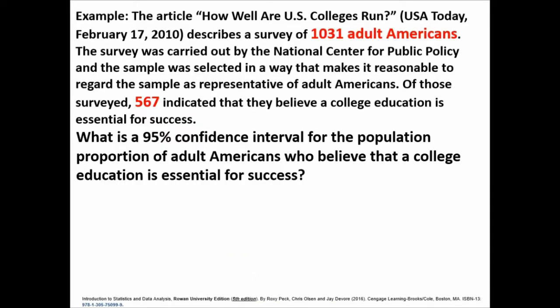Let's take another example. The article, "How Well Are US Colleges Run?", USA Today, February 17, 2010, describes a survey of 1,031 adult Americans. The survey was carried out by the National Center for Public Policy, and the sample was selected in a way that makes it reasonable to regard the sample as representative of adult Americans. Of those that were surveyed, 567 adult Americans indicated that they believe a college education is essential for success. And the question here is, what is the 95% confidence interval for the population proportion of adult Americans who believe that a college education is essential for success?